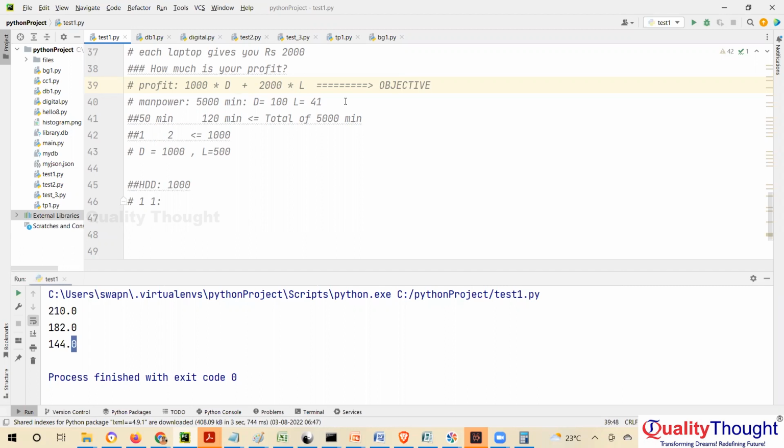Yes, sir. Okay. So now, how do we solve it using SciPy? We'll solve it using SciPy. Let me come up with a problem from the internet. We'll try to solve it.